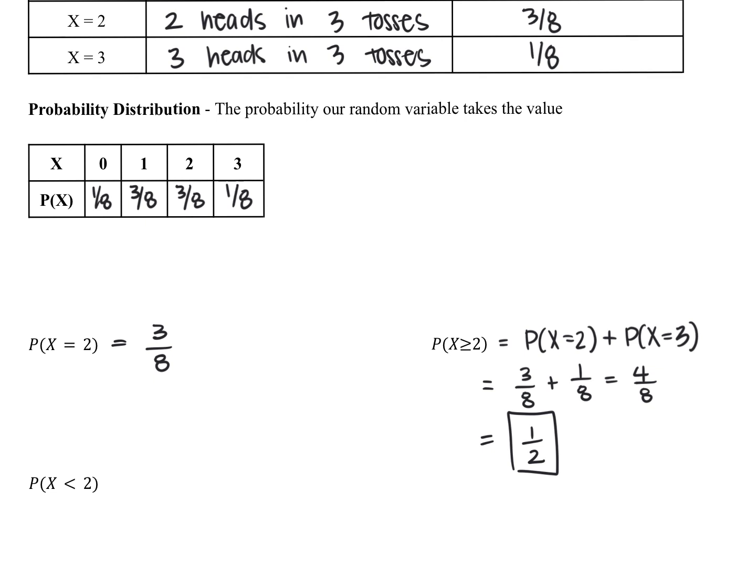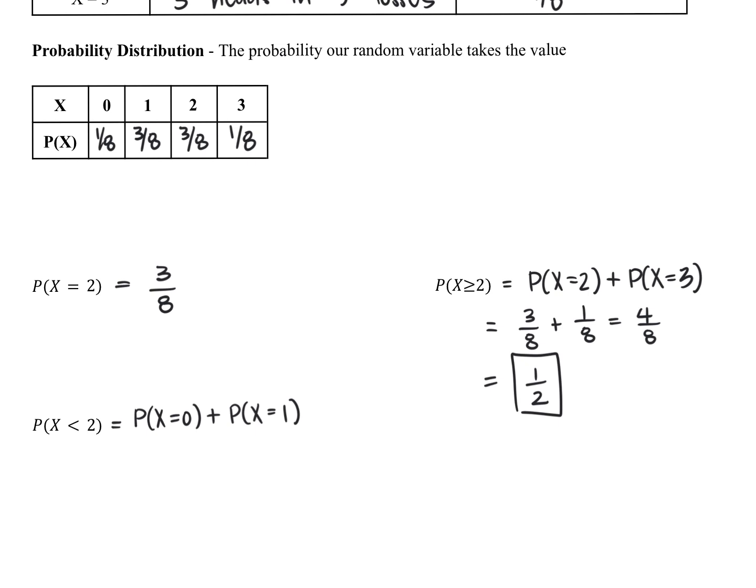We can also do an inequality like less than. So the probability that x is less than 2. Now the strictly less than here does matter. So all of the ones less than 2 are x equals 0 and x equals 1. So I do the probability that x equals 0 plus the probability that x equals 1. So that's 1/8 plus 3/8, which is 4/8, which is 1/2 as well. Now, if it had said less than or equal to 2, then I would have also added the probability that x is 2, which has changed my probability. So having that equal to does matter.